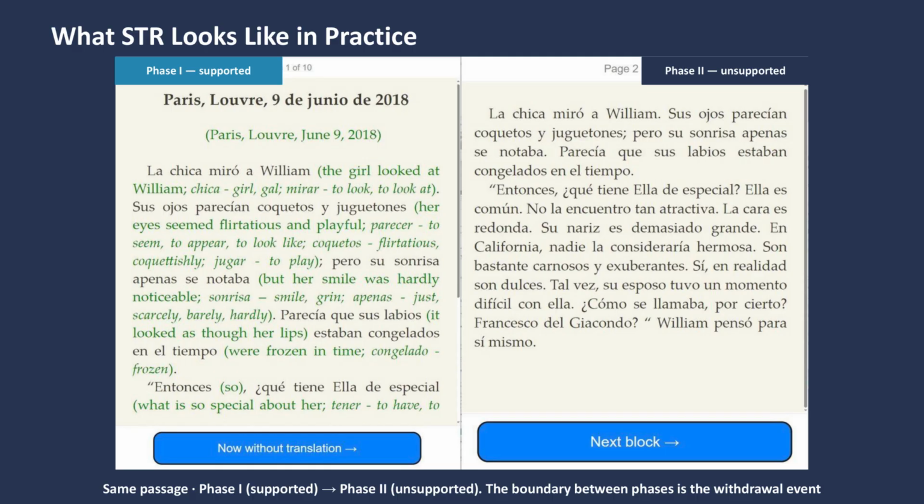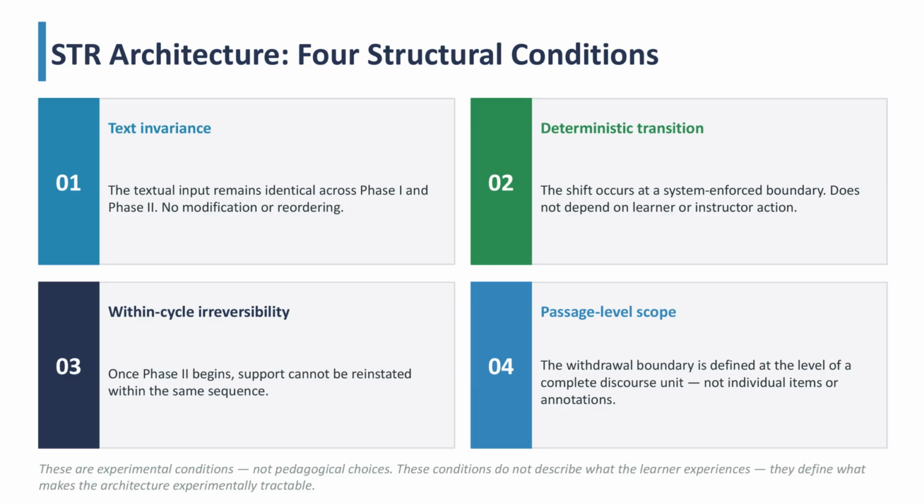STR defines support withdrawal as a bounded, within-episode event under constant input. Not distributed, not gradual, but localized in time. This transition is enforced by structure, not by instruction or learner choice.